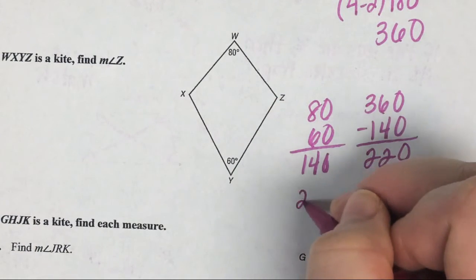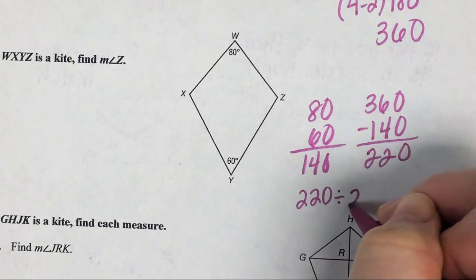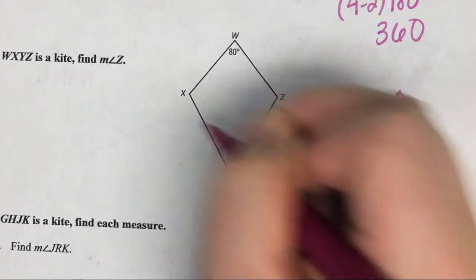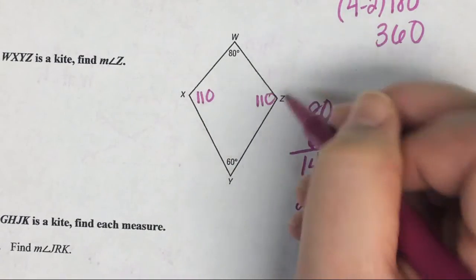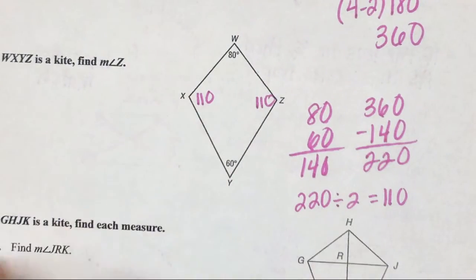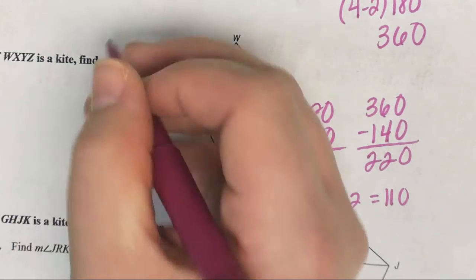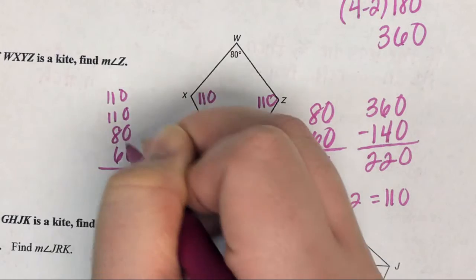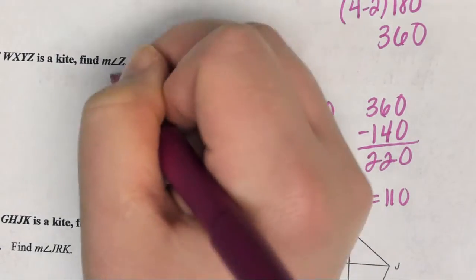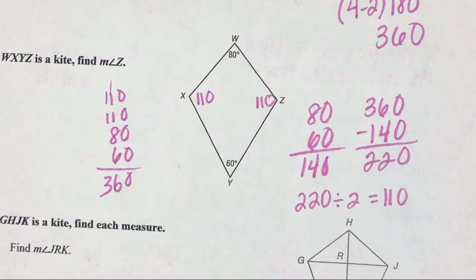So 220 divided by 2 is 110. So these angles are 110. And of course, if I wanted to check myself, I could add up all four angles and make sure they add up to 360. So 110, 110, 80, 60. Oh, sure does. So I know 100% I'm right.